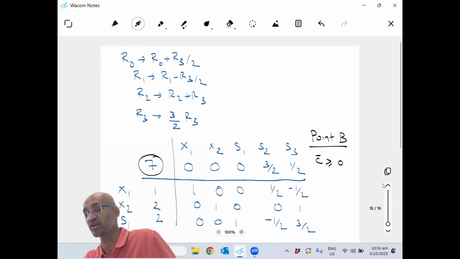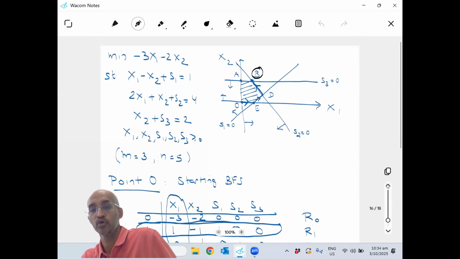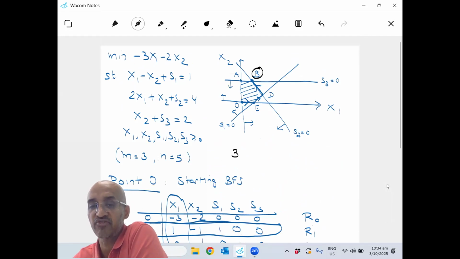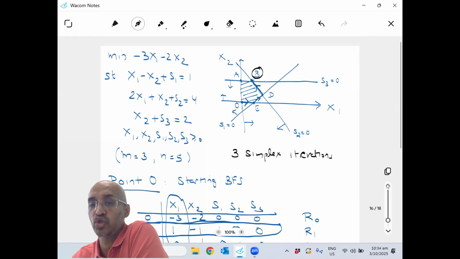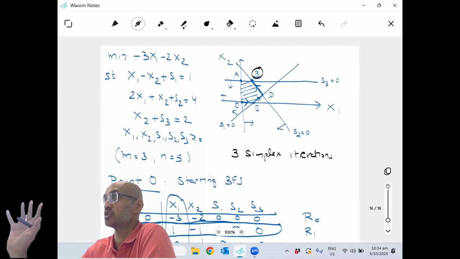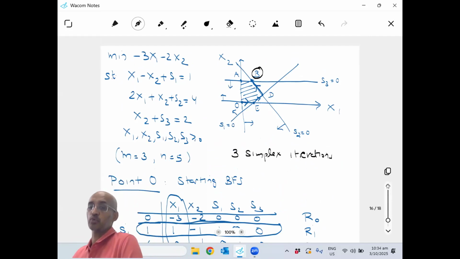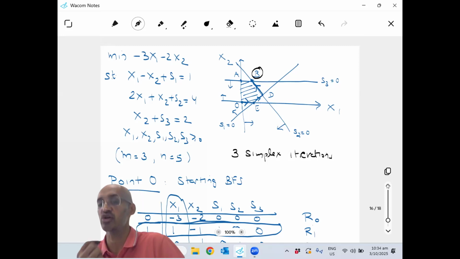So in this method, we required 3 simplex iterations: 1, 2, 3. Using this approach, in 3 simplex iterations, we converged to the optimal solution. There was a total of 5 basic feasible solutions in this problem. If we were lucky, we would have started at B, but that is not what happened. So we picked the easiest basic feasible solution, and in 3 iterations, we converged.